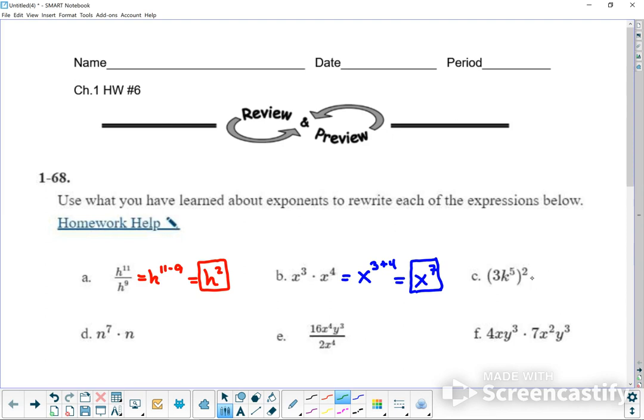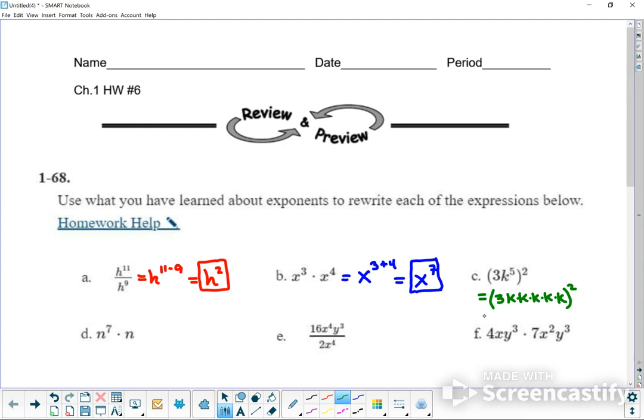This one right here, I might not be too sure, right? So let's say, you know what? I don't know. Mr. Shaw hasn't really taught me much about this. So I'm going to do this like how we did it the other way, right? So it's going to be 3K, K, K, K, K. That's what it means, that 3K to the 5th to the second power. Okay, so I expanded the 3K to the 5th.